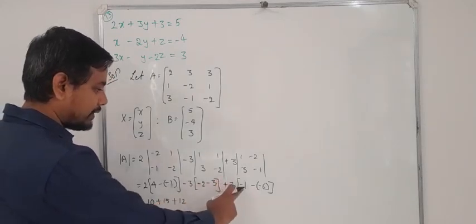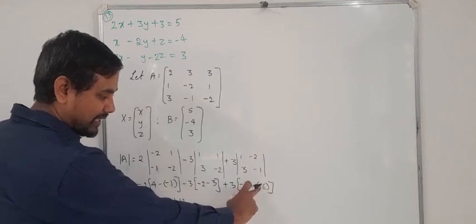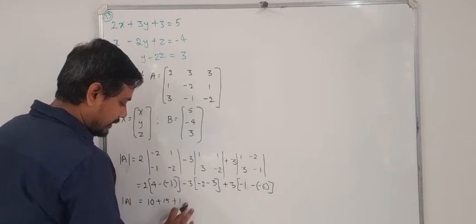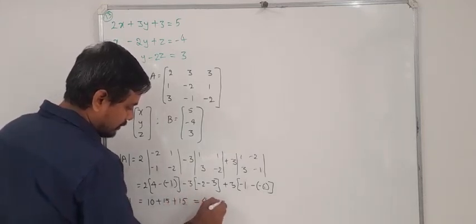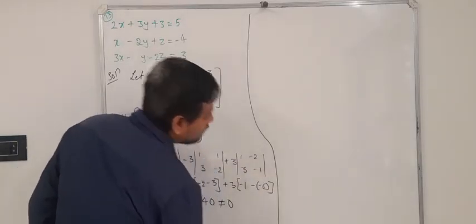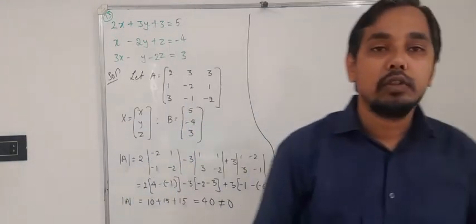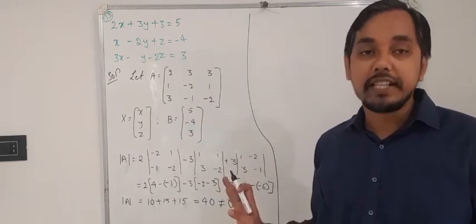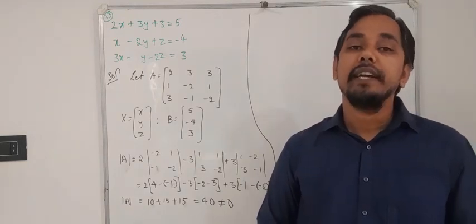So then minus 15. Then here what do we get? Minus 1 minus of minus 6 plus 6. Minus 1 plus 6 is plus 5. 5 into 3 is 15. So the determinant is 40 and is not equal to 0. Right. So this is our determinant A. Okay. So now we need to find the value of adjoint A. As it is not equal to 0, it is coming under the first case. We need to find the value of adjoint A. Then it will be possible for us to find the inverse.